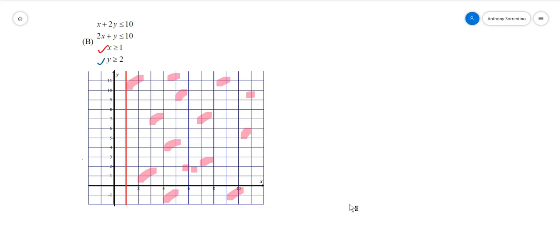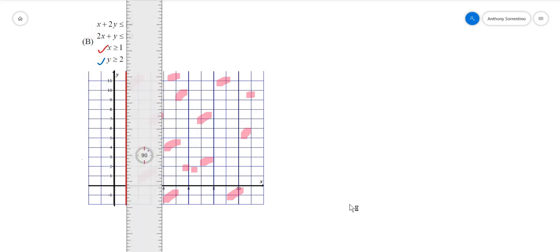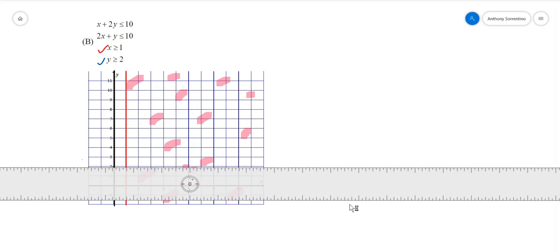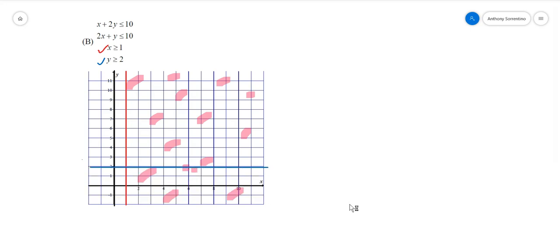For y is greater than or equal to 2, I'd have a horizontal line there, so I'm going to put that in. Again, it's going to be a solid line. And for that, I would be shading above. So we're looking at this region now here.